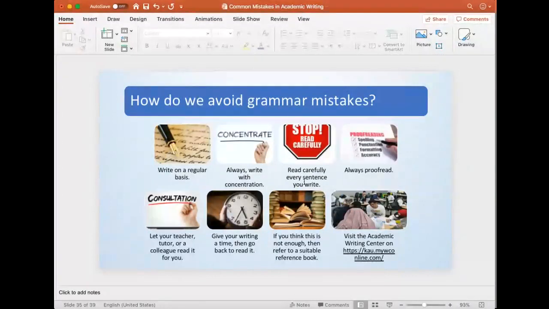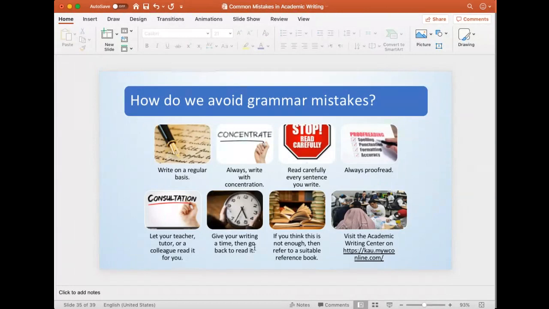Additionally, read carefully every sentence you write. Sometimes you write, you keep going, but you don't reread what you have written. You might miss something, you might put something wrong. So rereading here is very important. It's like proofreading. Also proofread: let your teacher, tutor, or colleague read it for you. This could be a good thing if you have very basic knowledge of academic writing. Give it to someone else who is experienced to support you.